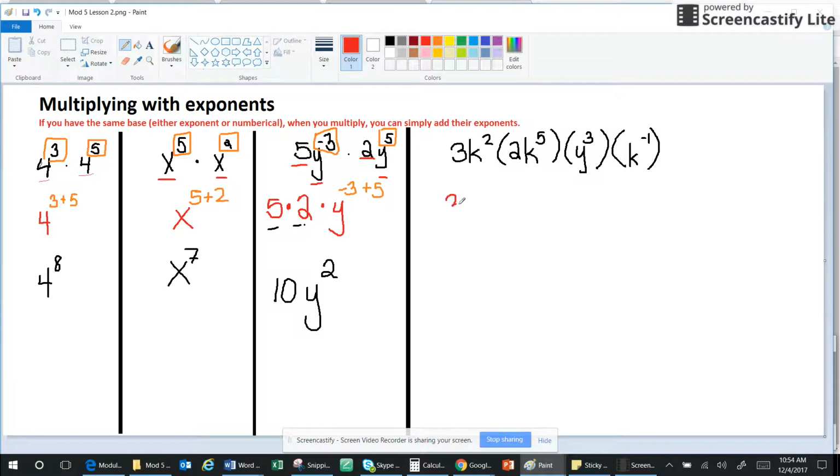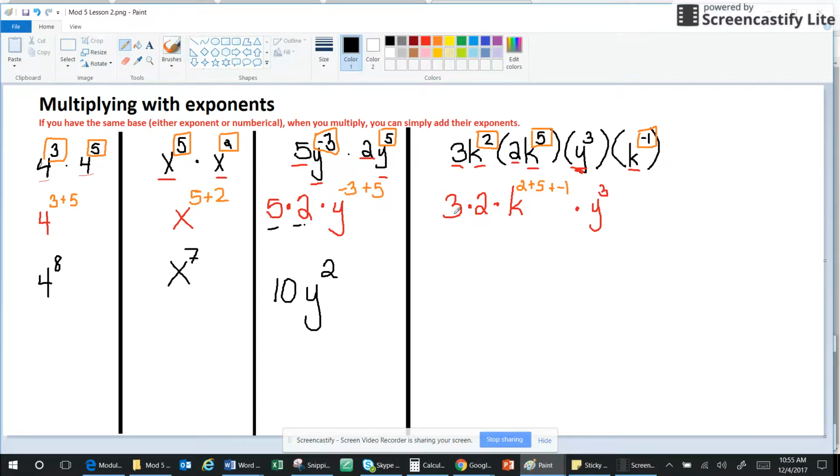So I see that I have a 3 and a 2 that I can put together here. I see I have a bunch of k's with different exponents, so I can pull the k down, and since it's all multiplication, I can just take these exponents and add them all together. So on the k, I can do 2 plus 5 plus a negative 1. Now, I can't do anything with that y to the third because it's not the same base. It doesn't have k as its base. So that y to the third is just kind of going to stay here by himself. Nothing we can do with that exponent. We don't have the same base.